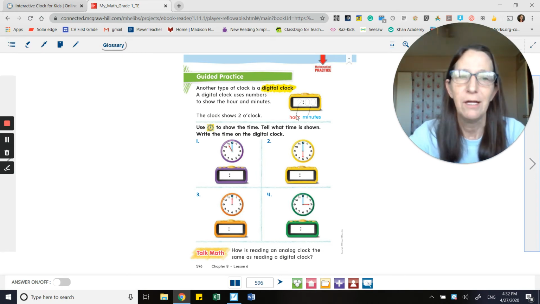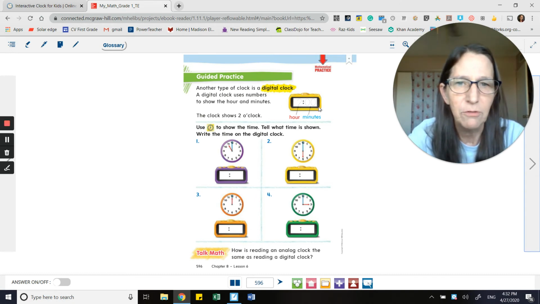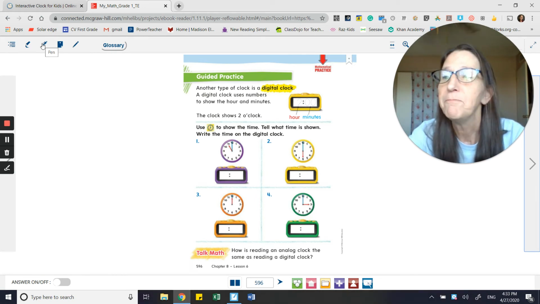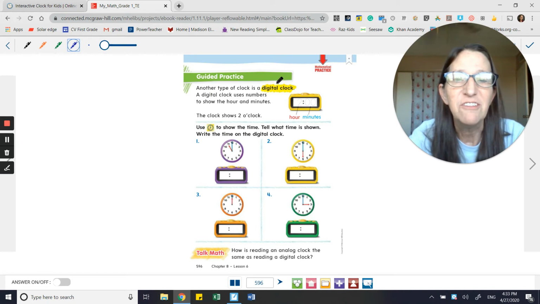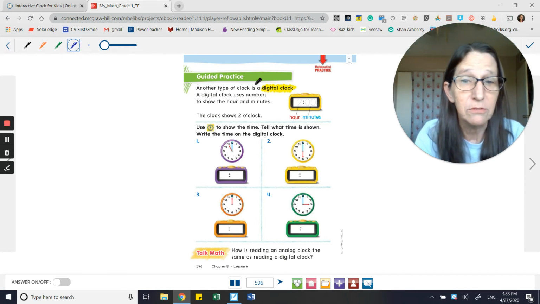Remember I showed you those digital clocks? Digital clock. Those are the ones that look like this. They just have the numbers written in it. But instead of saying o'clock, we would write what here? Do you remember? Let me get my pen back. There we go. That one. Okay. So another type of clock is the digital clock. It uses numbers instead of hands. Instead of hands, it just writes the numbers.